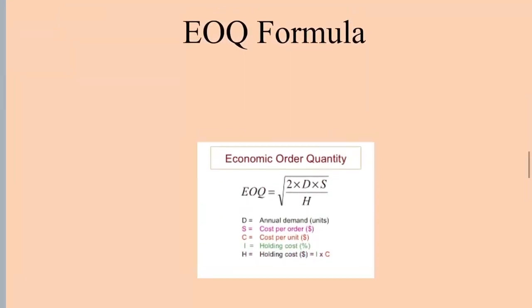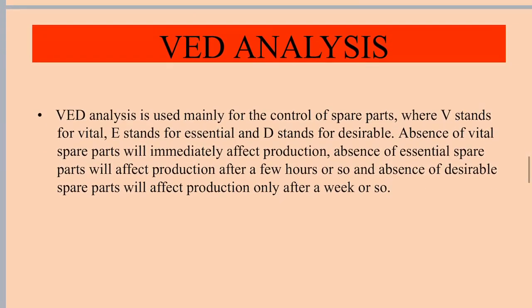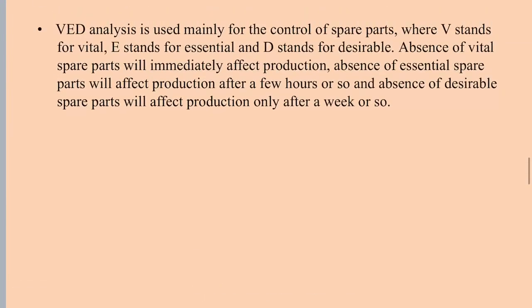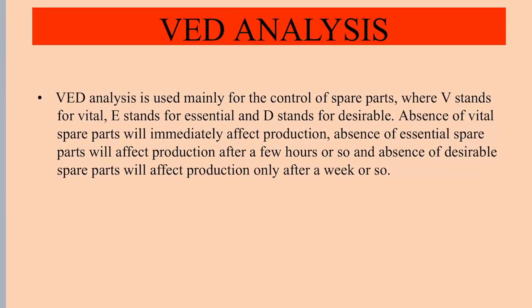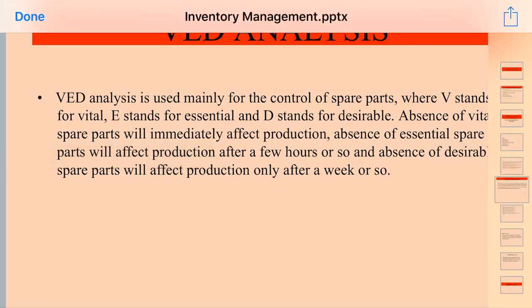Mathematical formula I have written here for you, and its exercise or numerical illustration I will show you in my next video. So this is the formula for EOQ. I will explain it to you later on. Next technique is WED analysis. WED analysis is similar to ABC analysis, but ABC is generally for raw material and other parts, and WED analysis is for supplies.